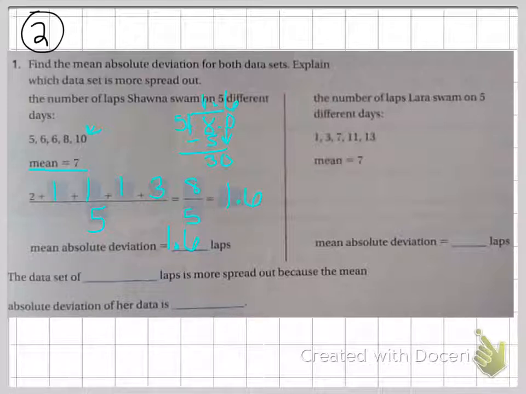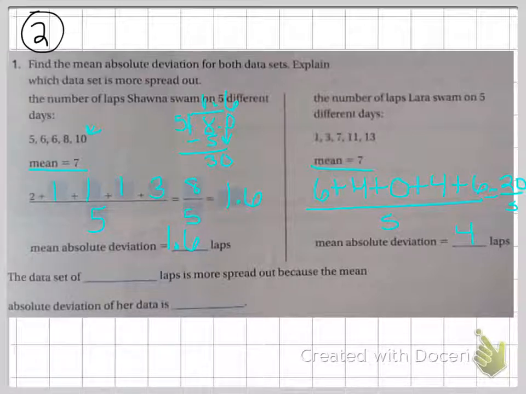Now let's do that for Lara's. Lara swam on 5 different days, and there it is as follows. So let's figure out the distances. 1 is 6 away from 7. 3 is 4 away from 7. 7 is 0 away from 7. 11 is 4 away from 7, and 13 is 6 away from 7. Divide that by our 5 data points, and we get a sum of 20 over 5, which simplifies to 4 laps. So they both have the same mean, but the number of laps varies from Shauna's to Lara's swim laps.